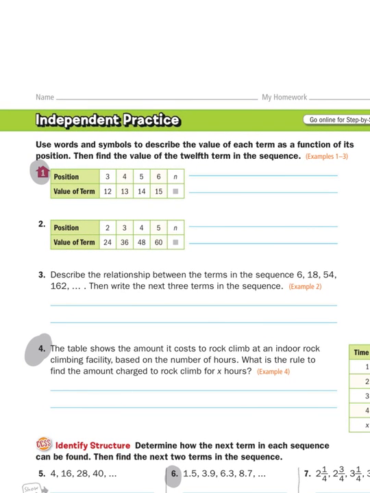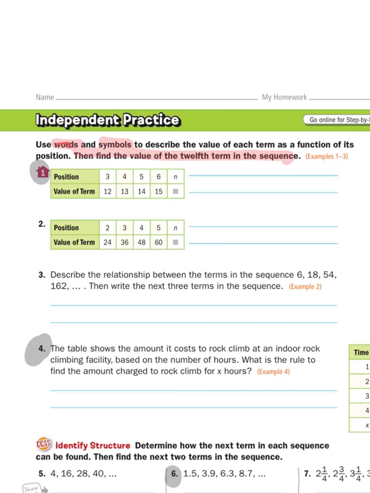Alright, so in number 1, there are 3 directions, 3 things you have to do when I read it. So I will highlight them as I read the directions. It says use words. Oops, that's not highlighter. Use words and symbols to describe the value of each term as a function of its position. Then find the value of the 12th term in the sequence. Alright, so we have to come up with words and symbols.